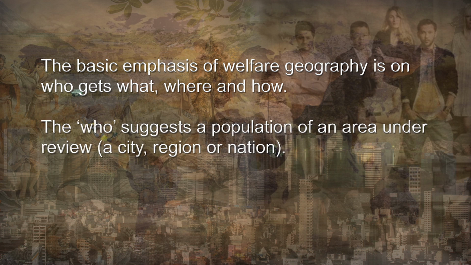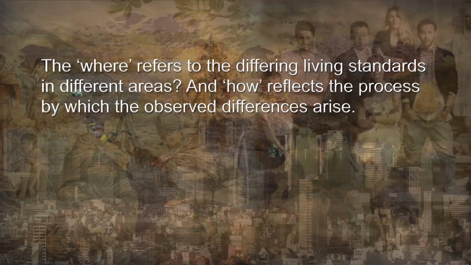The who suggests the population of an area under review, that is a city, a region, a nation. The what refers to various facilities and handicaps enjoyed and endured by the population in the form of services, commodities, social relationships, etc. The where refers to the differing living standards in different areas, and how reflects the process by which the observed differences arise.